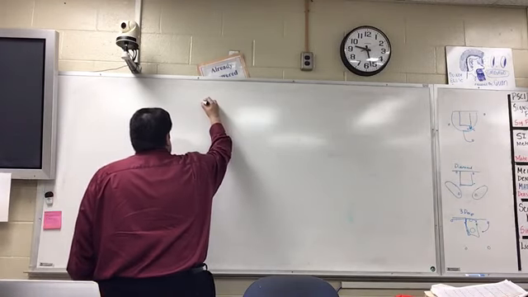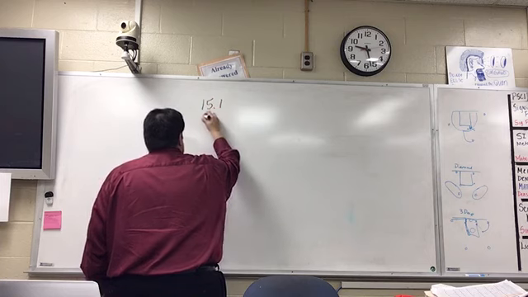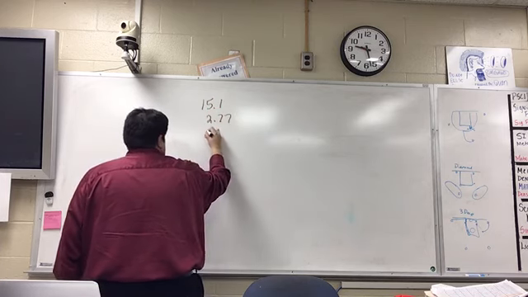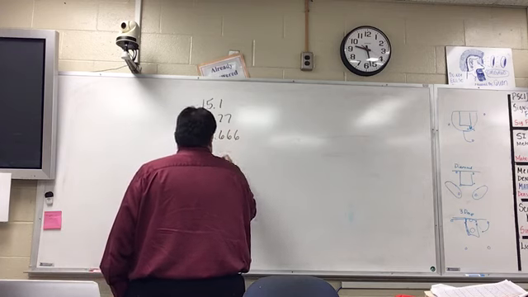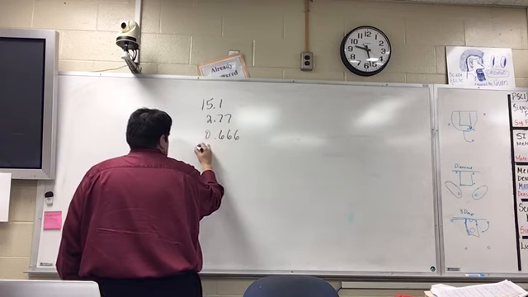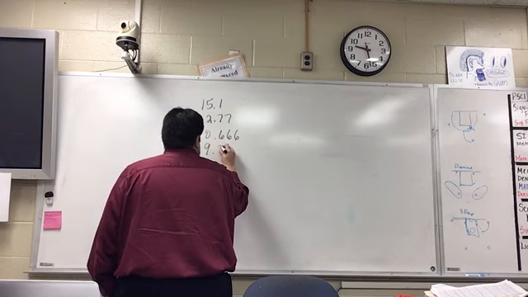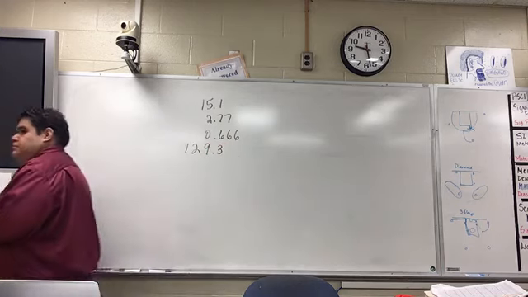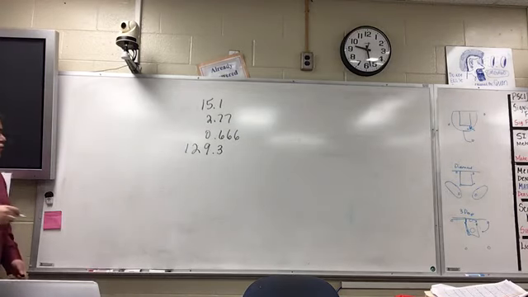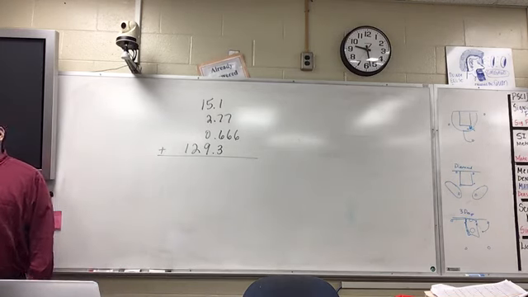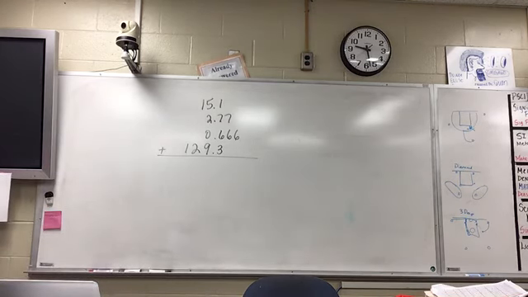I'm going to throw 4 numbers up on the board. I'm going to go 15.1, 2.77, 0.666. Ooh, that's Allie's number. And 129.3. All right? We're going to add up all them numbers. Do me a favor. Please use your calculator and add up the numbers and then be ready for me to ask you, what did you get?